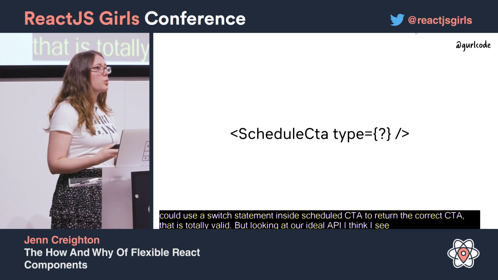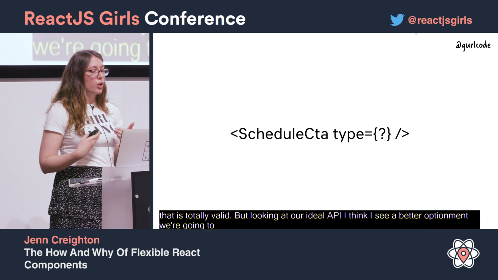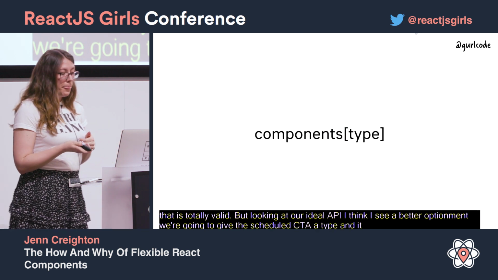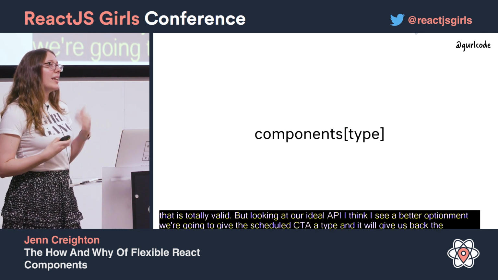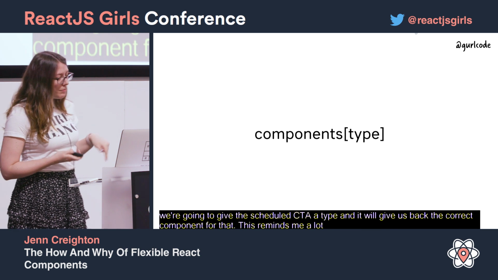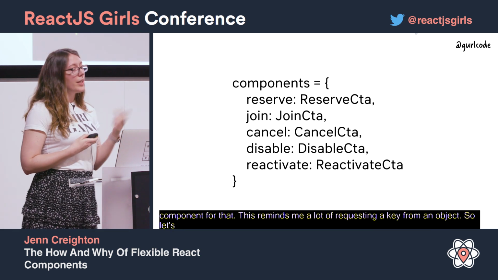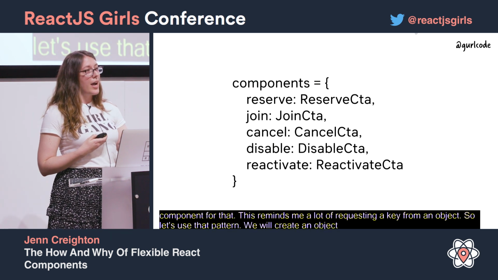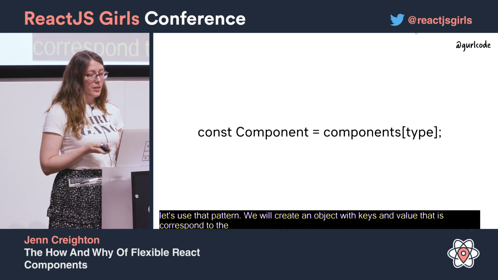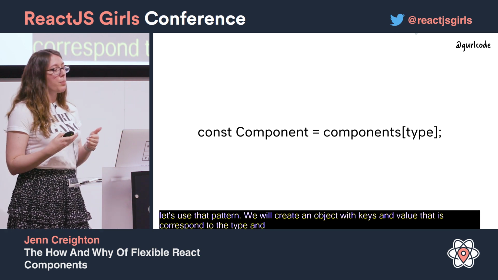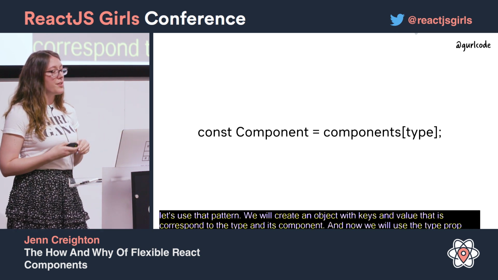So we're going to give the schedule CTA a type, and it's going to give us back the correct component for that. And this reminds me a lot of requesting a key from an object. So let's use that pattern. We'll create an object with keys and values that correspond to the type and its component. And now we'll use the type prop to grab the correct component to render.